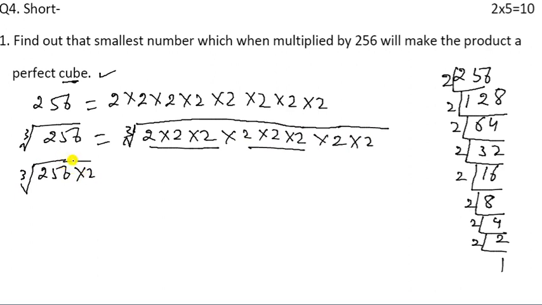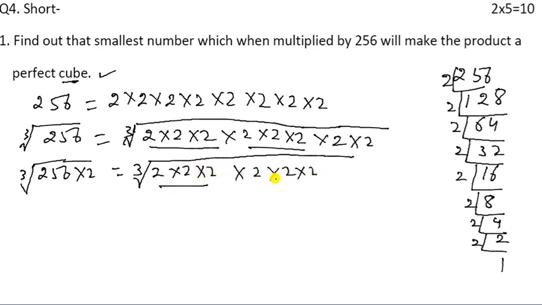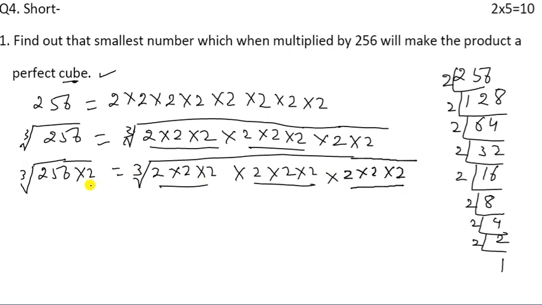Now find the perfect cube. How can we find the perfect cube? You can make how many groups? Cube root of 256. So what will happen? It is the cube root of 2 into 2 into 2. So here is one group. Once again 2 into 2 into 2, it is 6. But there are no groups of 2 into 2.